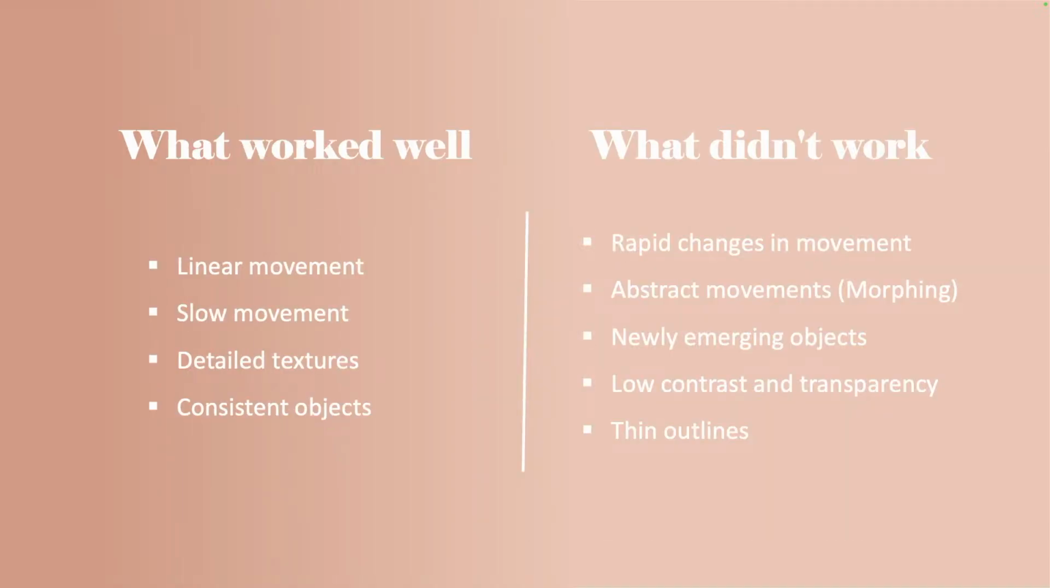Going through all the tests, we tried to compile what worked well and what didn't work well to inform also future decisions for the animation. We saw that very linear movement, so movement that doesn't have a lot of animation arcs, performed really well for interpolation. Very slow movements, where there's not a lot of difference between frames, also work well. Detailed textures, interestingly, also performed pretty well in interpolation, and very consistent objects that didn't really change a lot also worked pretty well for the interpolation.